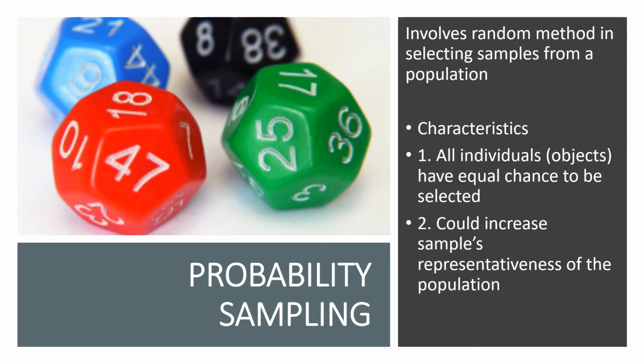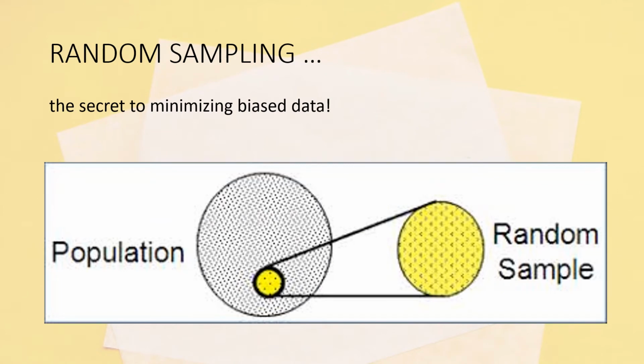Probability sampling involves random selection, allowing you to make strong statistical inferences about the whole group. The characteristics of this probability sampling are: number one, all individuals or objects have equal chance to be selected, and number two, could increase samples' representativeness of the population. As a researcher, the secret to minimizing biased data is you go for random sampling. Random sampling simply describes when every element in a population has an equal chance of being chosen for the sample.